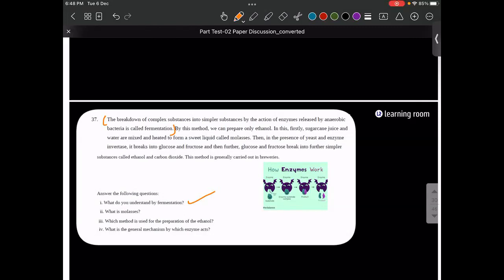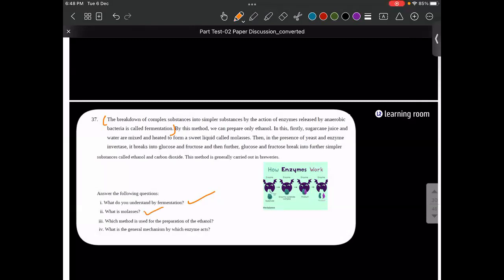What do you understand by fermentation? The breakdown of complex substances into simple substances by the action of enzymes released by anaerobic bacteria. It's called fermentation. Okay, good. Accepted. Correct.